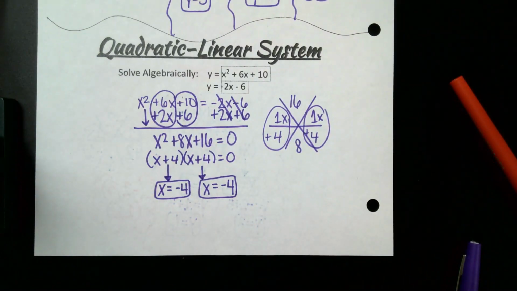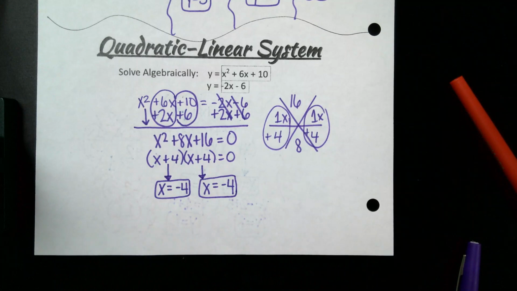So if factored form is x plus 4 times x plus 4, then won't both of my answers be the same number? Okay, so let me ask you a question. If x is equal to -4 twice, isn't -4 the only x value we have?